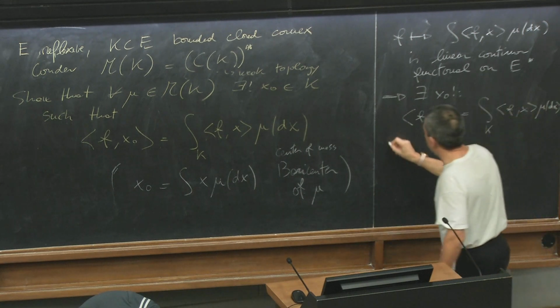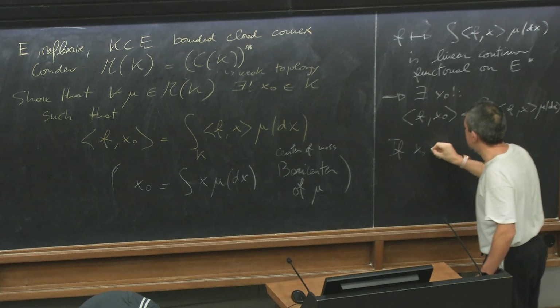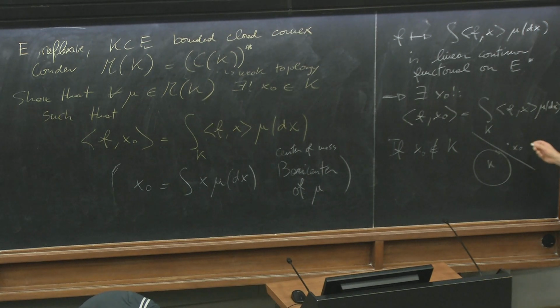So if x0 does not belong to K, I make just the drawing: let's say this is my K, this is my x0. So what do I do? I separate, I strictly separate. So I have some f, so that f on K is less than alpha.